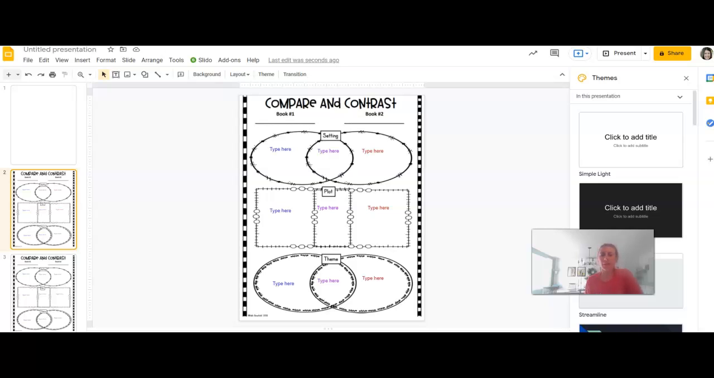Today we're going to continue analyzing our characters, using that information to help us determine the theme of a passage. Today we're going to read a story called Salt in His Shoes. For this story, we are going to compare and contrast the character, the setting, and the plot to help us determine the theme. So in Book 1, we're going to call Book 1 Giraffes Can't Dance.